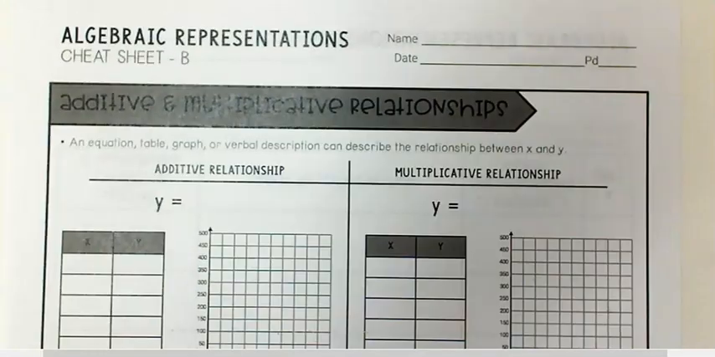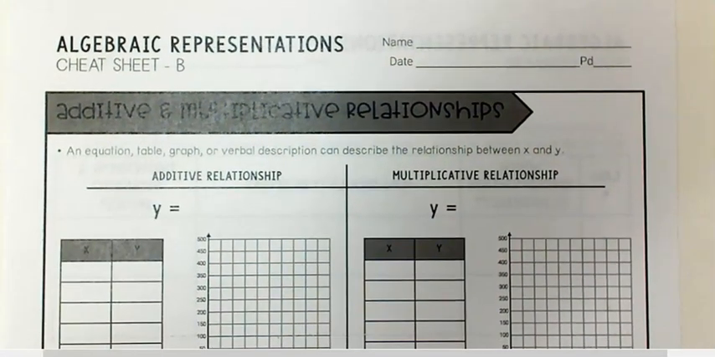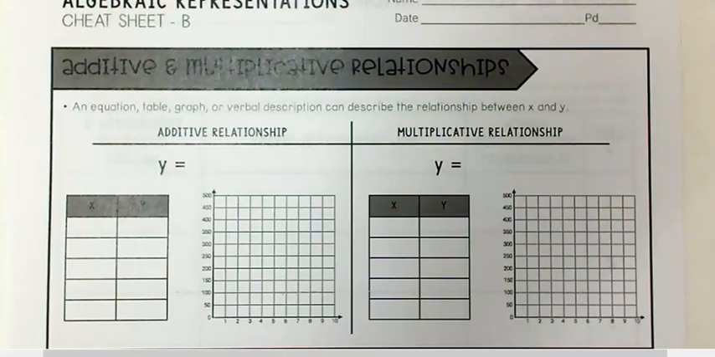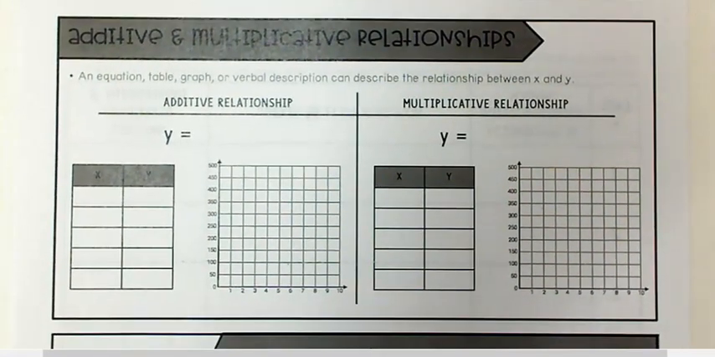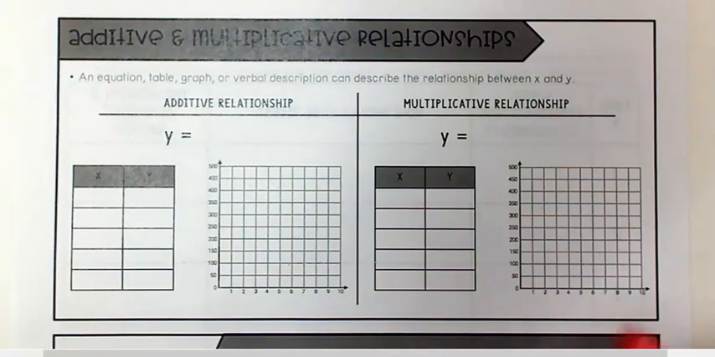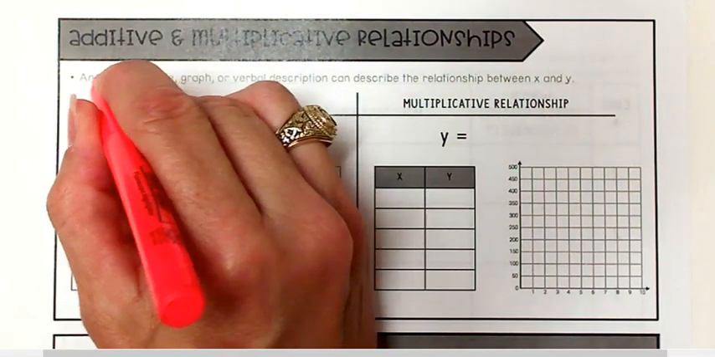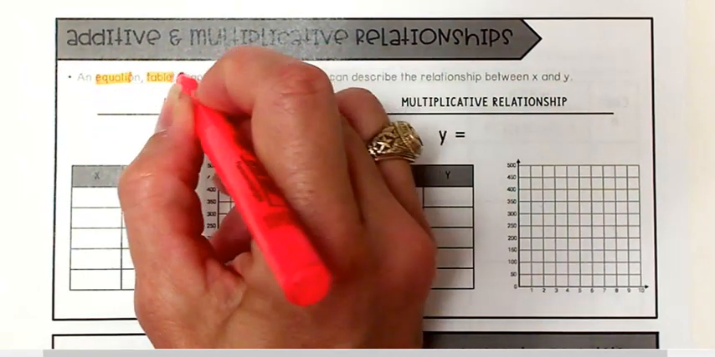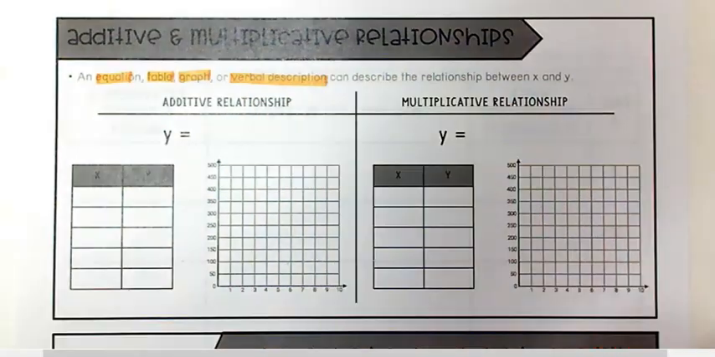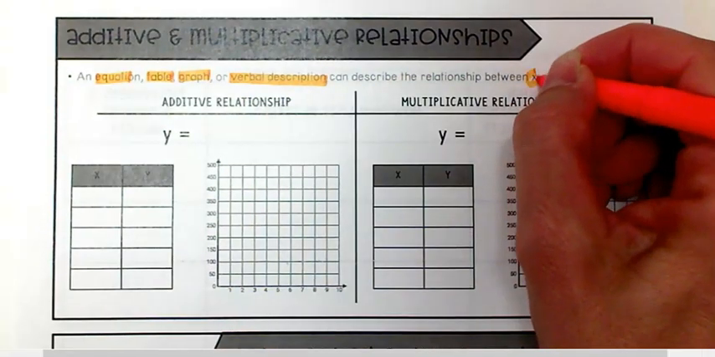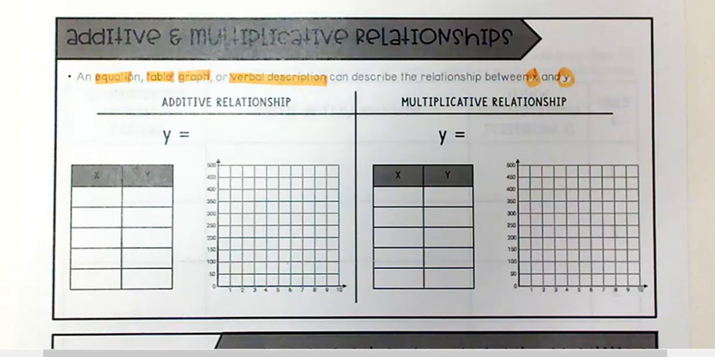Good morning. This is, in case you missed them, the notes on algebraic representations. We're going to go over this. First is our little section called additive and multiplicative relationships. An equation, table, graph, or verbal description can describe the relationship between x and y. So we can write it as an equation, we can put it in a table, we can graph it, or we can just describe the relationship between x and y with words.